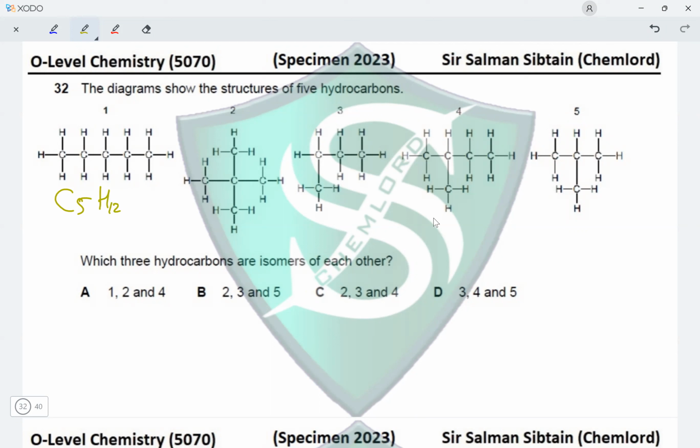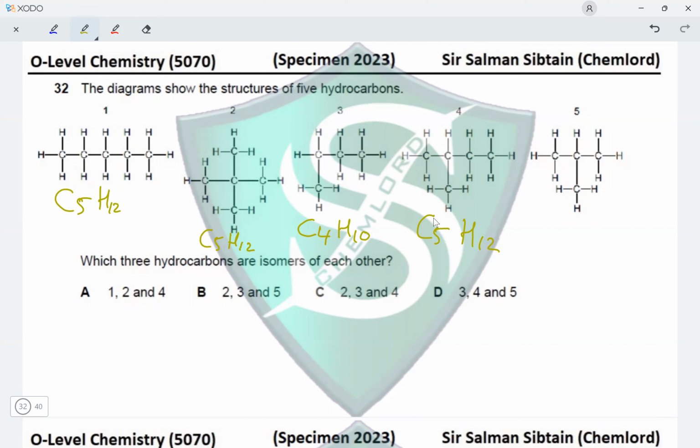Moving on to the second structure, again we have got 5 carbon atoms and we have got 3 plus 3 plus 3 plus 3, 12 hydrogen atoms. So structures 1 and 2 are isomers of each other. Moving on to structure 3, it has 4 carbon atoms, which means it is not an isomer of structures 1 and 2. And it has got 10 hydrogen atoms. So this is not an isomer of C5H12. Moving on to structure 4. Structure 4 again has 5 carbon atoms present and 12 hydrogen atoms present. So structure 4 is an isomer of structures 1 and 2.